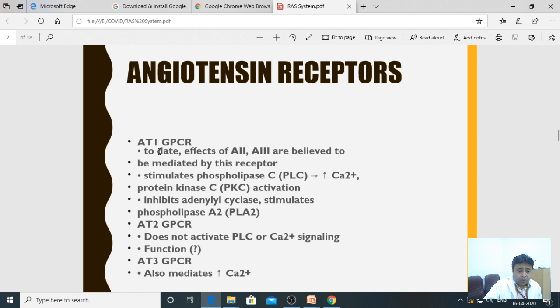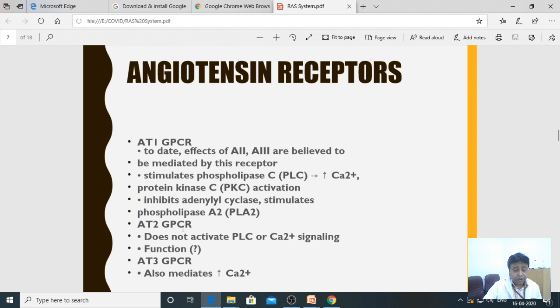Now, we had mentioned just now that angiotensin 2 has vasoconstriction effects, right? And in biology, whenever you see any kind of constriction, any kind of force, then it has to be mediated by calcium signaling. And that is exactly what happens: this angiotensin 2 binds to the AT1 receptor, which is a GPCR, a G protein coupled receptor, and causes the release of calcium by phospholipase C pathways. And this calcium is the one that actually causes the vasoconstriction.